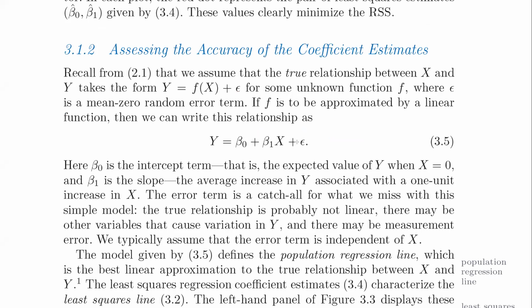The expectation of the error term is 0. It's a mean 0 random error term. And beta naught, as a result, is what you would expect for y when x is an input of 0, right? So here beta naught is the intercept term, that is the expected value of y when x is 0.